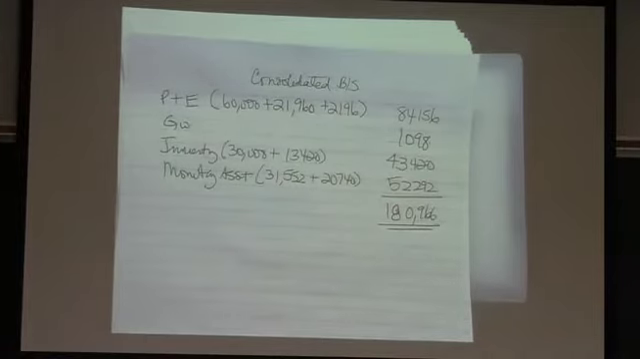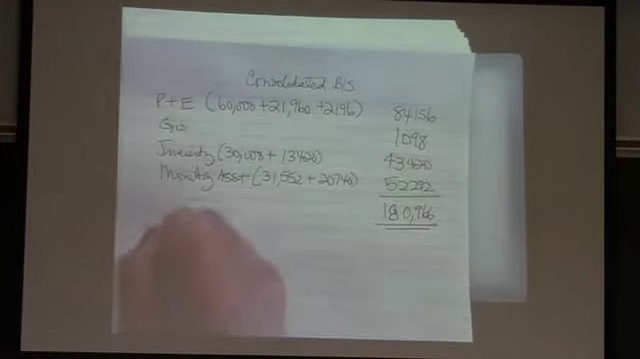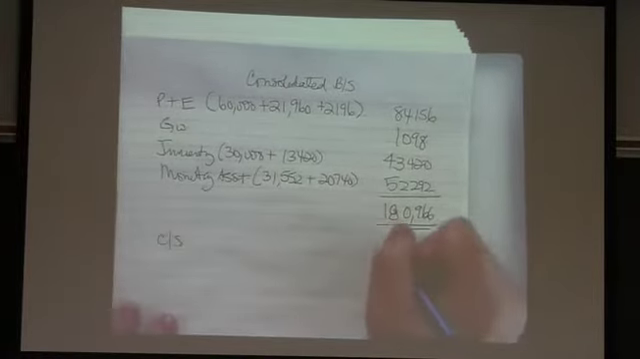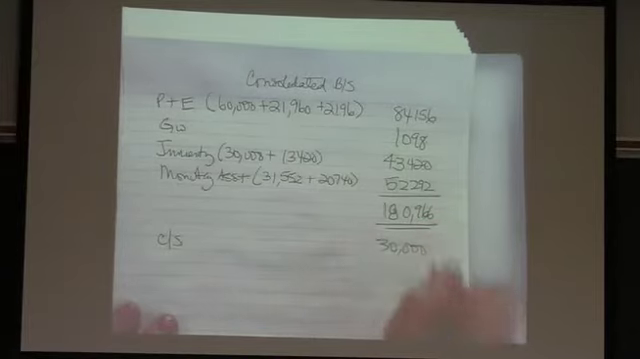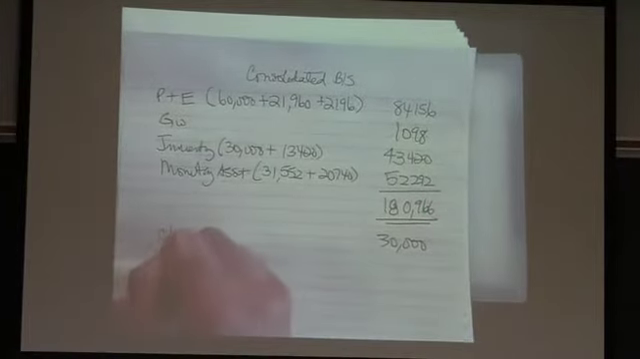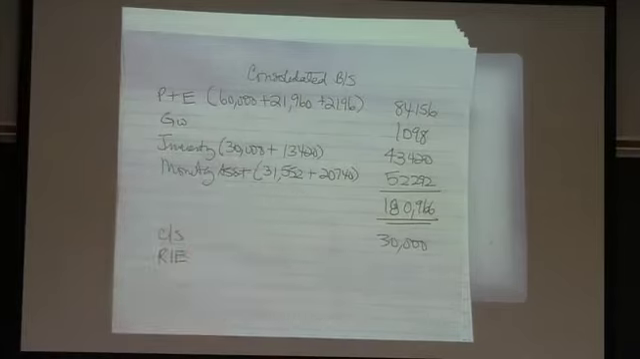That's 180,996. Common shares, we know that was 30. This is only parent. Retained earnings, we just did that statement, didn't we? It was 40. The retained earnings statement was 46,083 from another schedule.